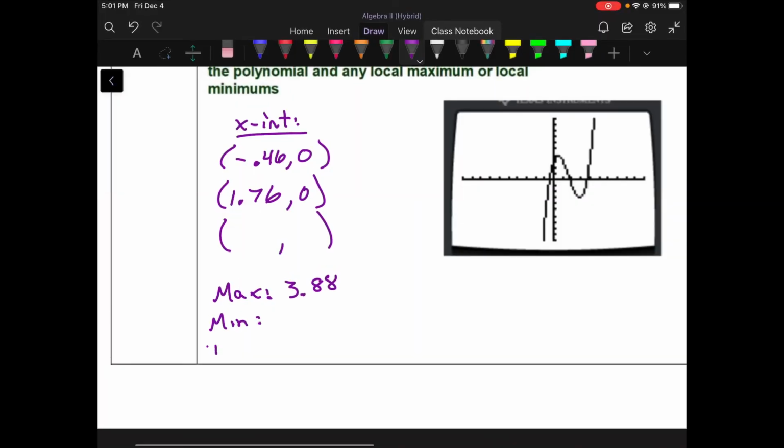So it does also want the number of turns. And it looks like there are 2 turns. And what is the lowest degree it could be? Well, if there's 2 turns, that means the lowest degree is 3, or third degree.